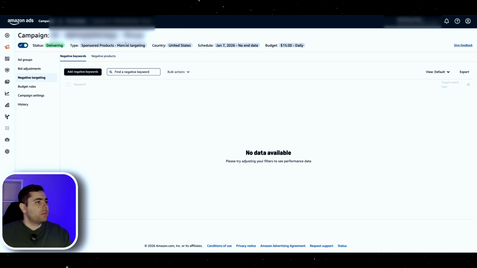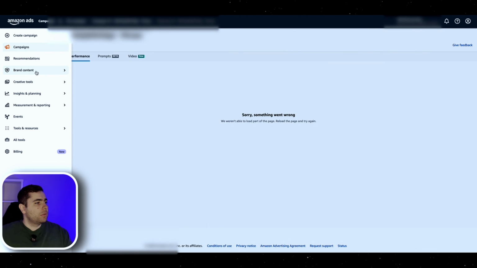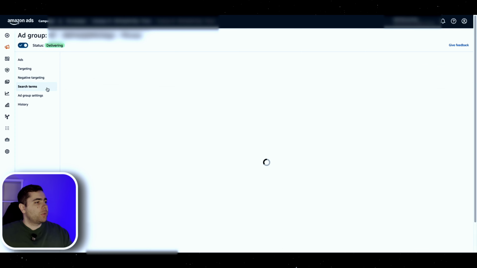You can see that there are no negatives in this campaign on campaign level, and also no negative products. Let's check also on ad group level. Okay, yes, we also don't have negatives for ad group level. I recommend to look at the search term.